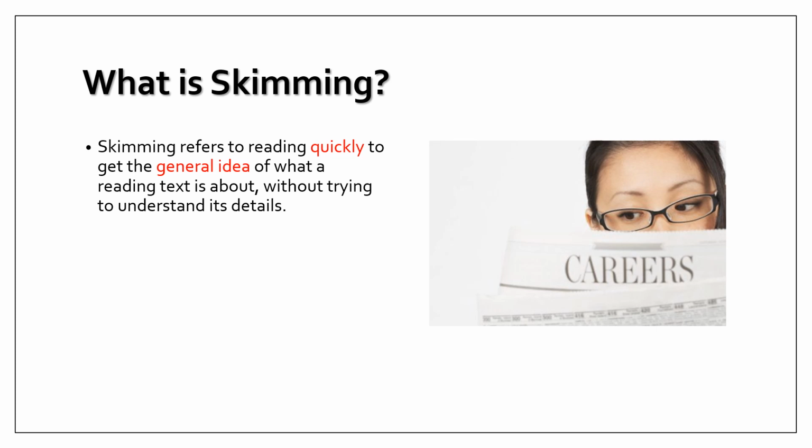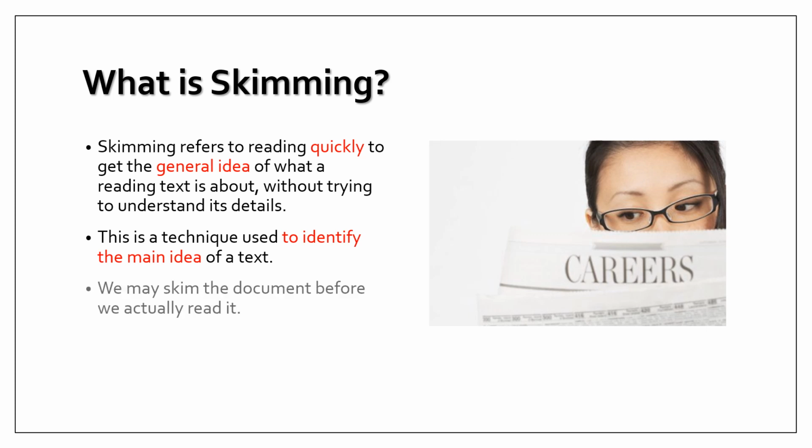Skimming refers to reading quickly to get the general idea of what a reading text is about, without trying to understand its details. So this is a kind of speed reading technique. That's why you read quickly only to get the general idea. This is a technique used to identify the main idea of a text. In this process, you ignore the details of the text for a while.